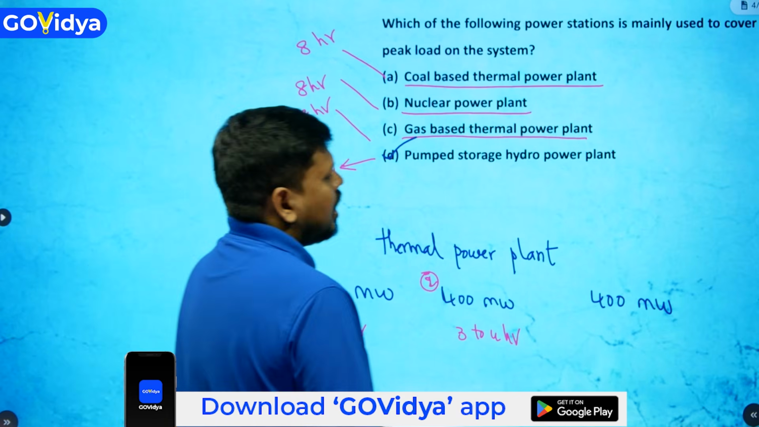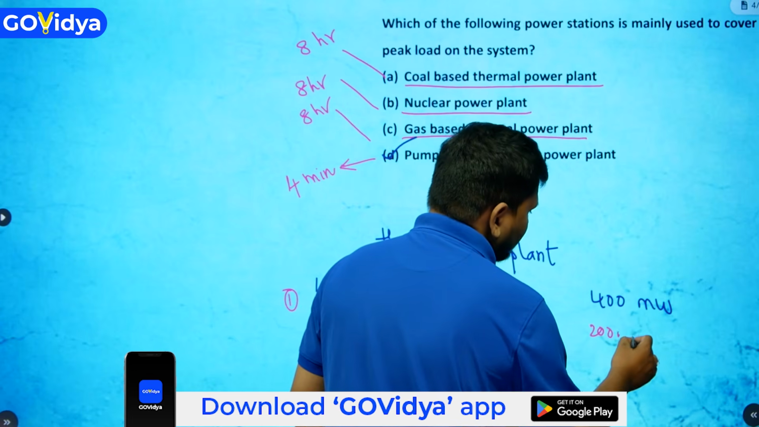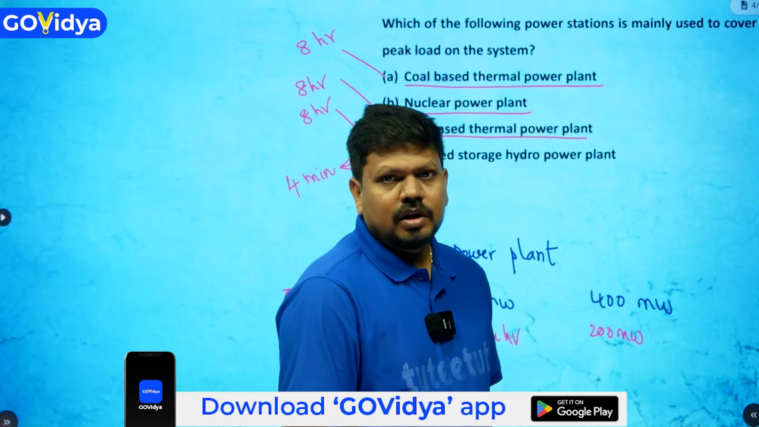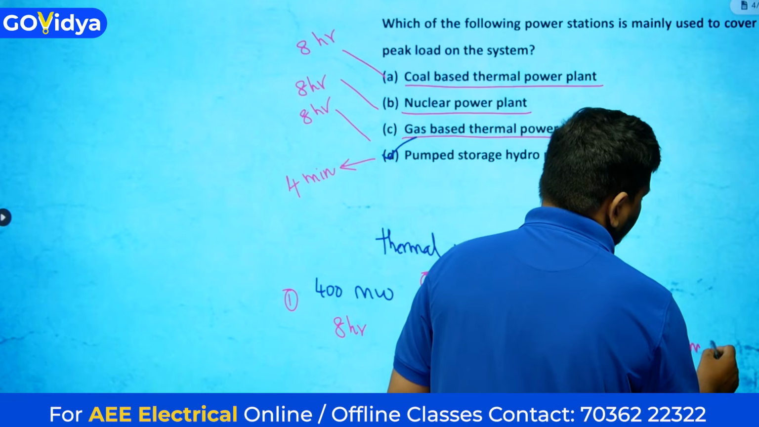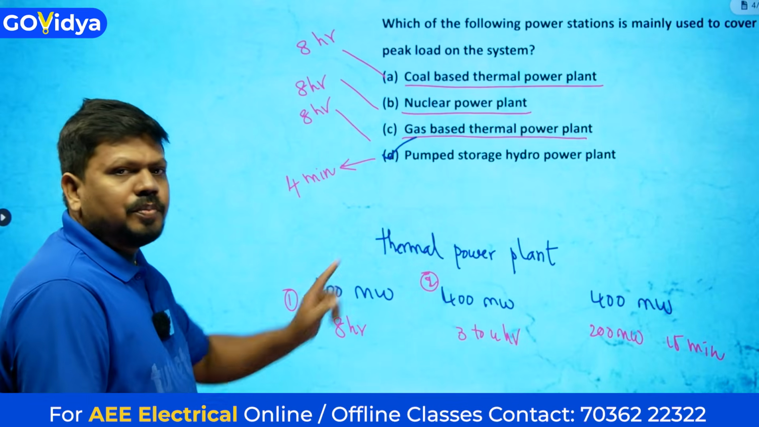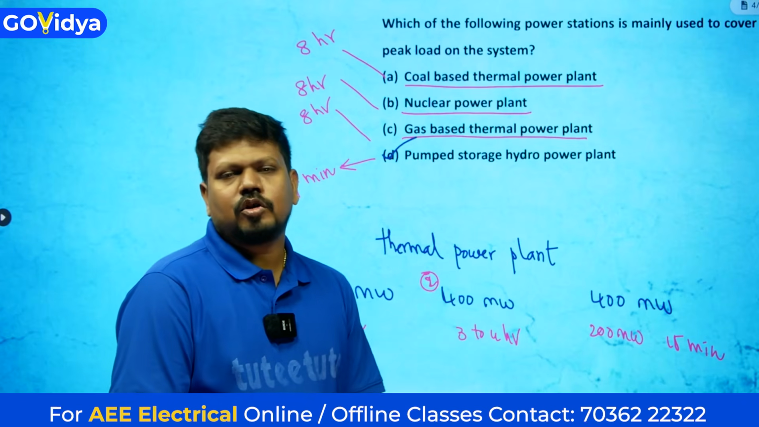Another one is already giving a 200 megawatt supply. Now if any load increases, we can add immediately. Understand? This will take only around 15 minutes. So this is also a thermal power plant, this is also a thermal power plant, this is also a thermal power plant only.